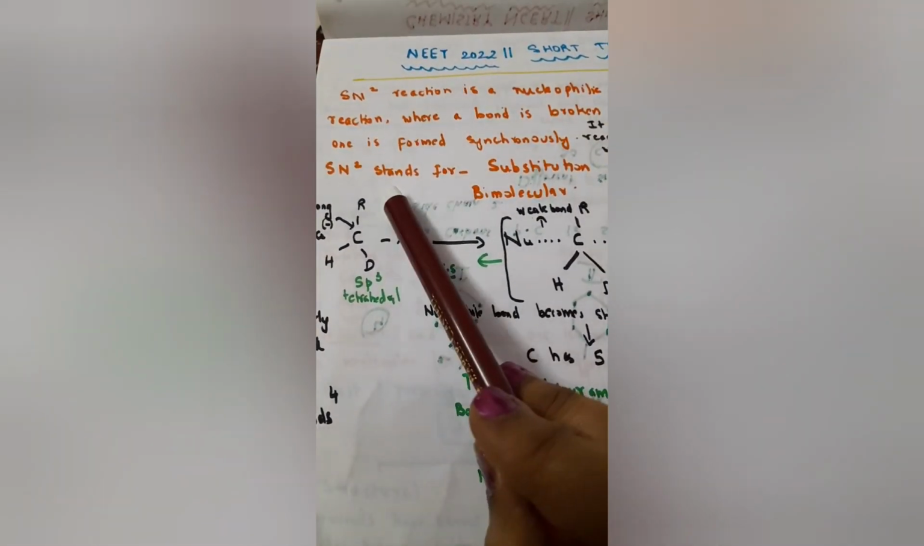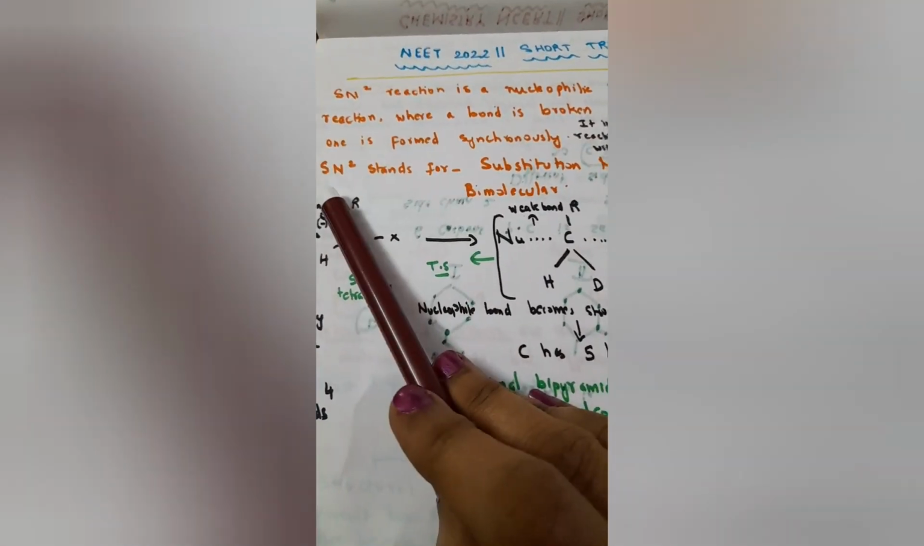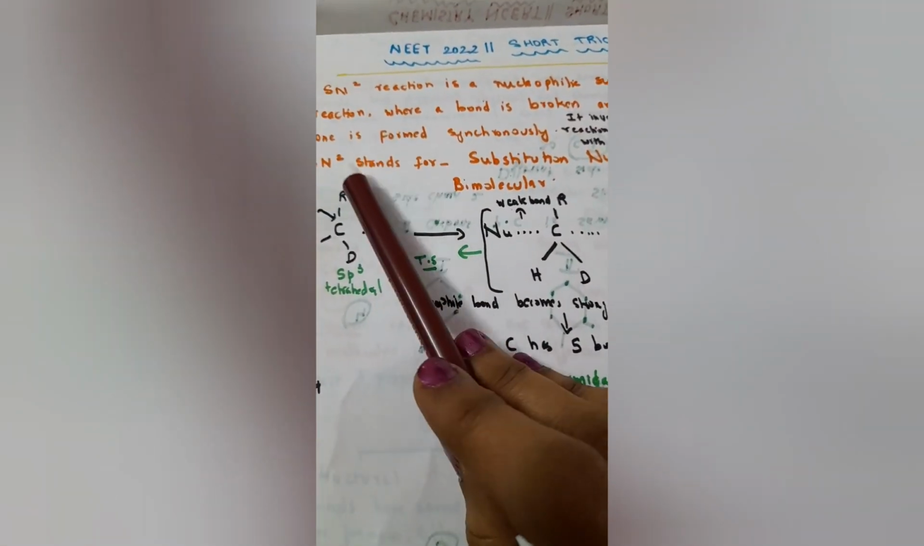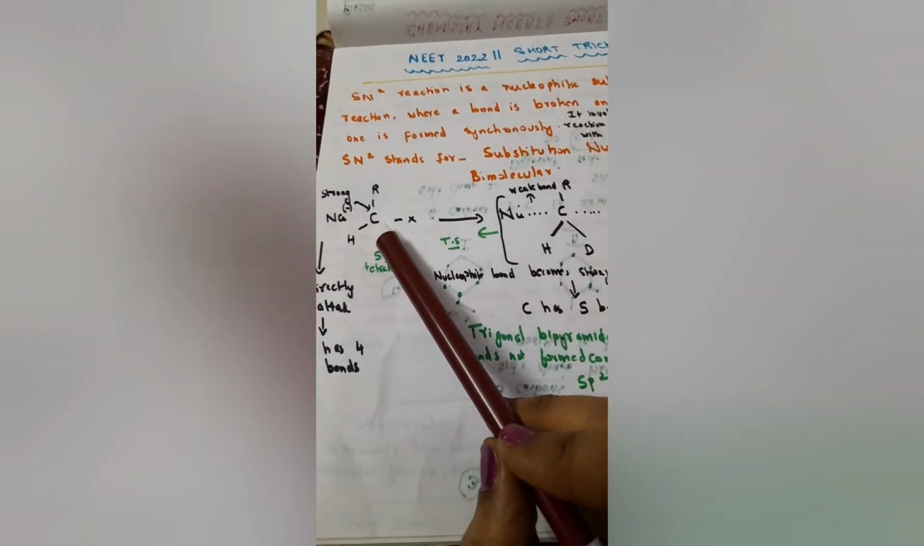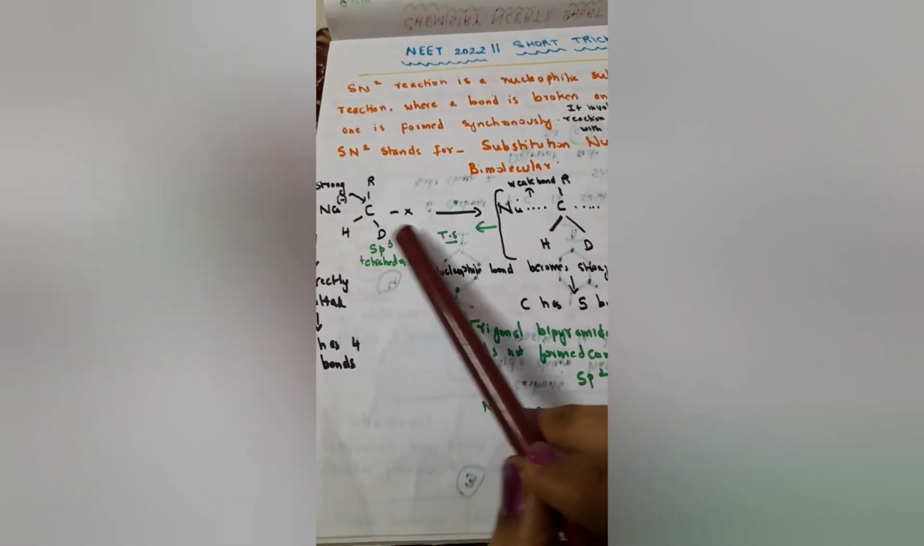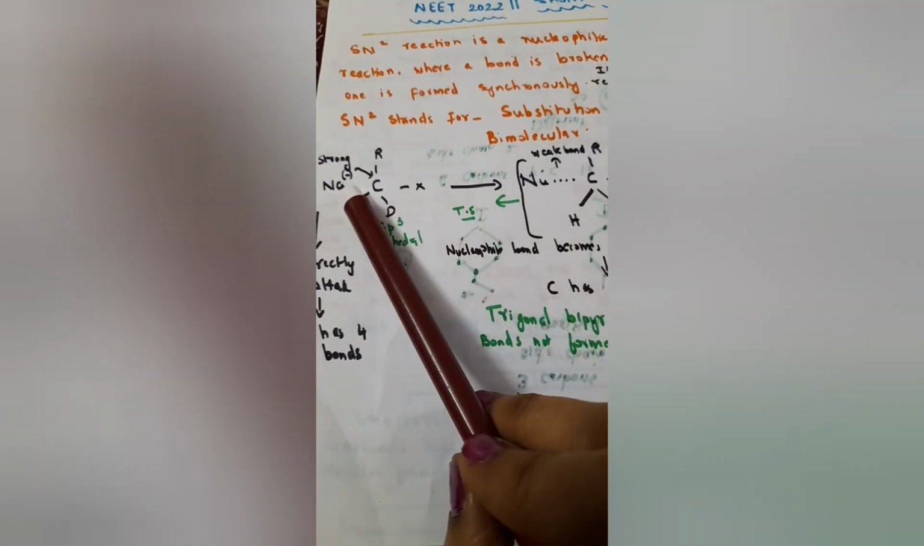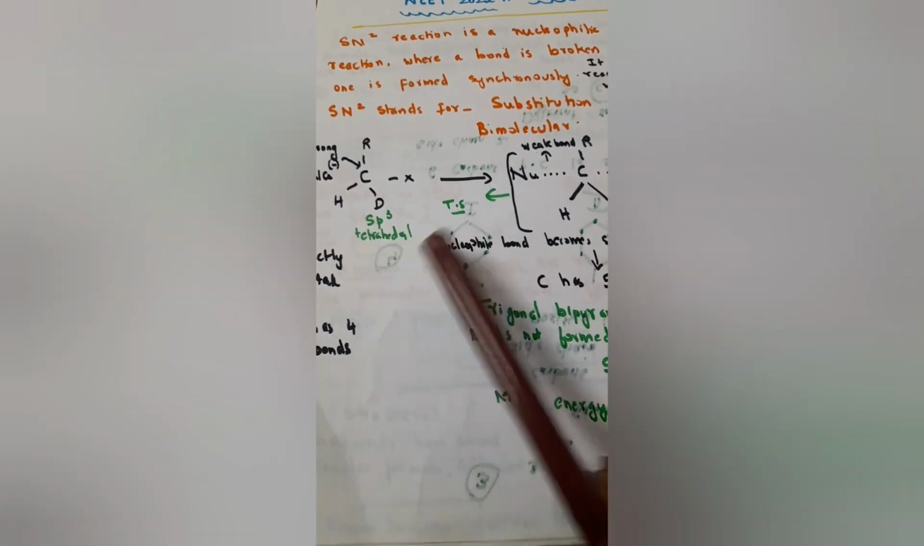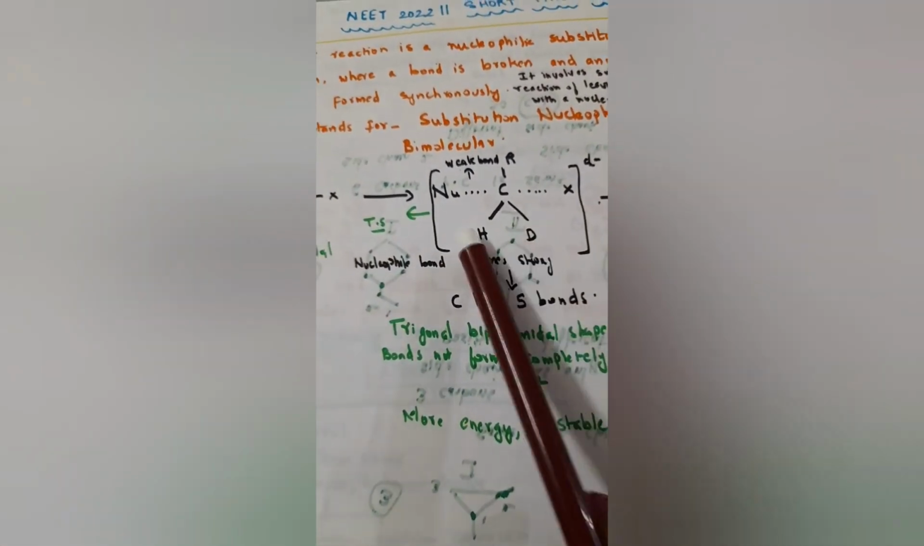So what does SN2 stand for? It is nucleophilic substitution, and it is a bimolecular substitution reaction. Okay, let us see what is happening here first. See, carbon is attached to 4 different groups here, and let us think that a strong nucleophile is attacking. So this is sp3 hybridized tetrahedral structure. Now the transition state will be formed first.